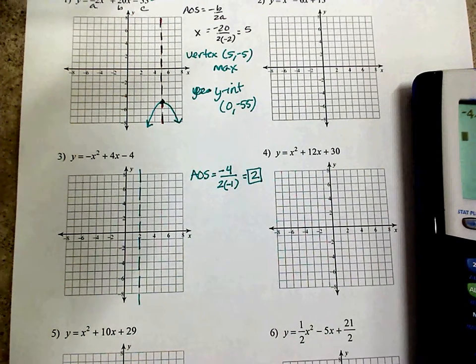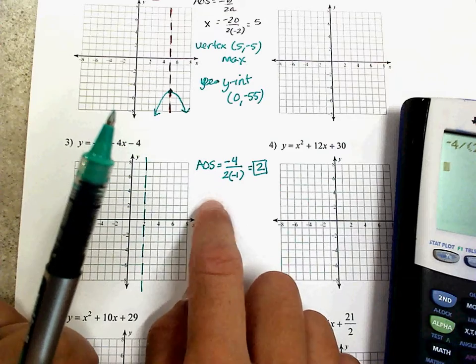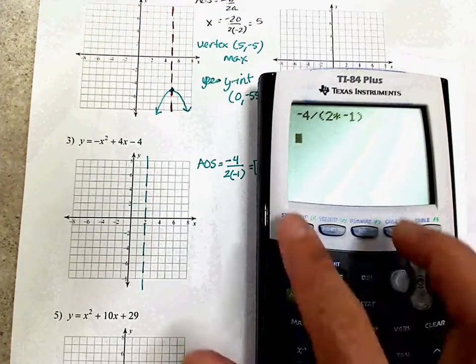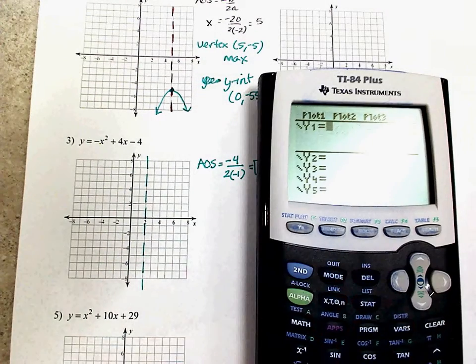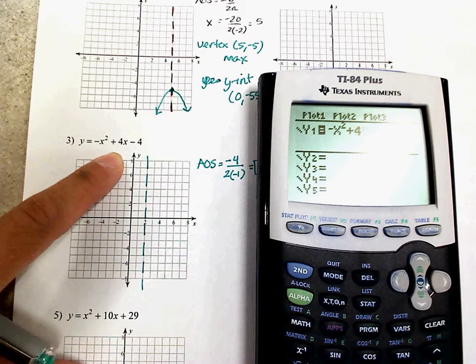You guys ready to do this on calculator? Okay. Do that axis of symmetry. I want you to know that formula, okay? Here we go. Y equal, let's do it on calculator. Type that in, negative x squared plus 4x minus 4.